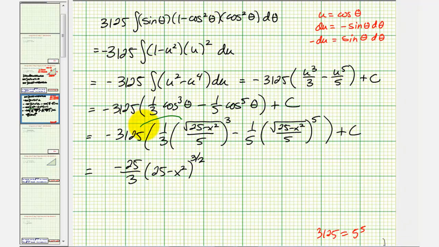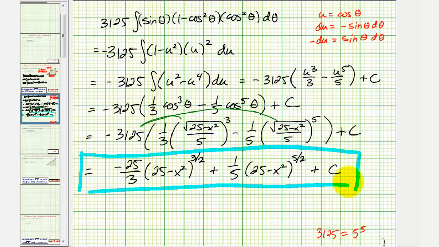And now for the second product here, notice how we have 5 to the 5th in the denominator, so that's going to simplify with 3,125, but we still have one factor of 5 here in the denominator, and we would have a negative times a negative, so it's going to be plus 1/5, and this is going to be the quantity 25 minus x squared. The exponent would be 1/2 times 5, or 5/2, and then plus c. So this would be our antiderivative. I hope you found this helpful.